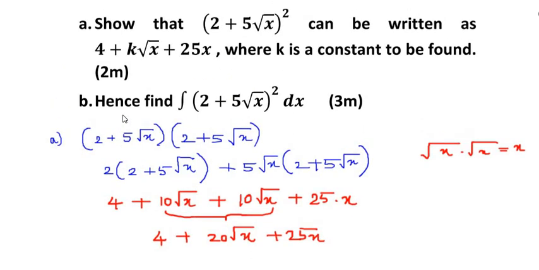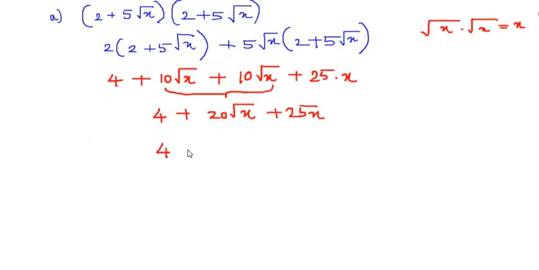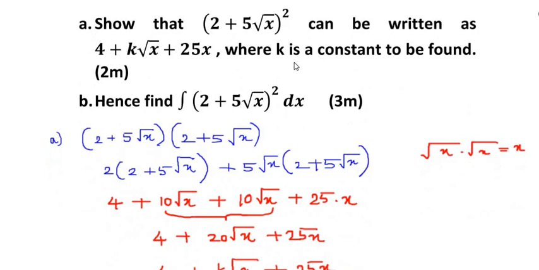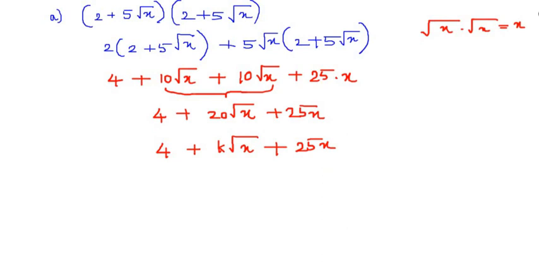So let us see if we match the given format. So 4 plus k root x plus 25x. So this is 4 plus k root x plus 25x. This matches with the format they have given in the question, and they want us to find k, a constant to be found. So by comparison we can see here in place of k we have 20, so k is equal to 20. This is the answer for part A.